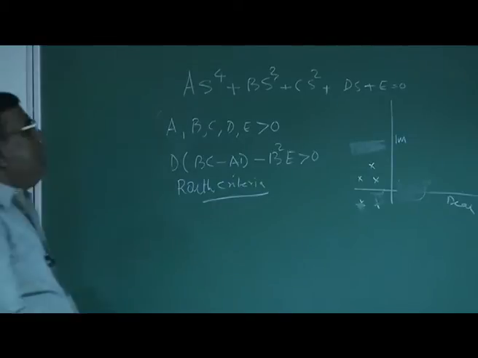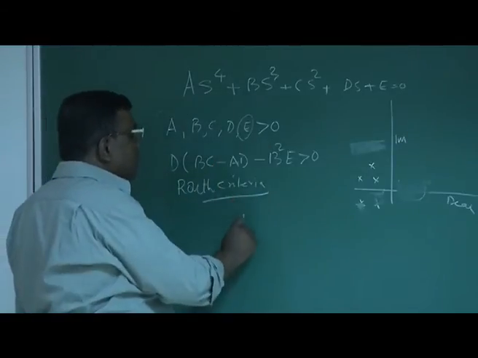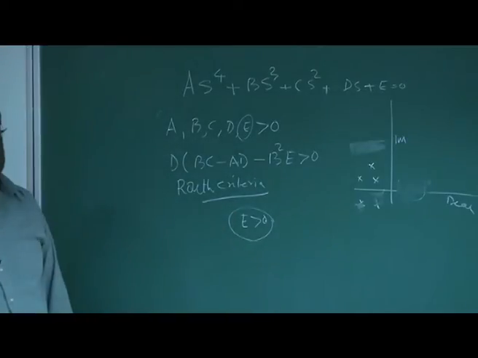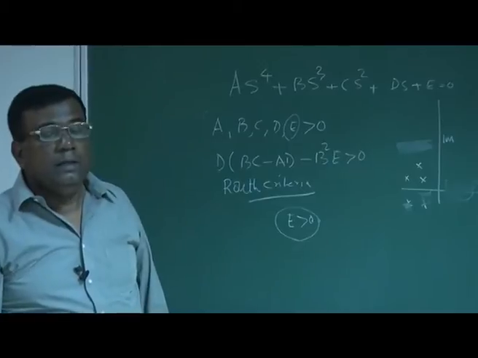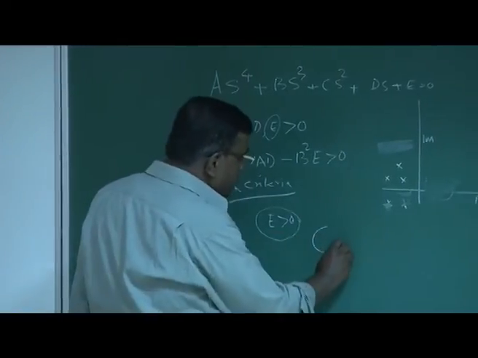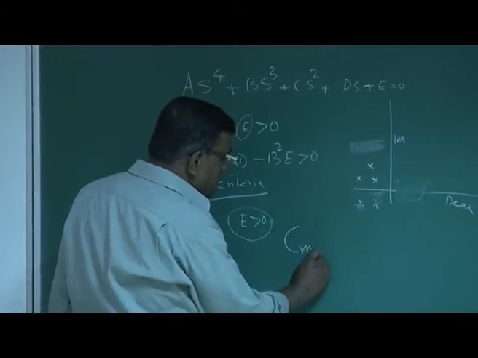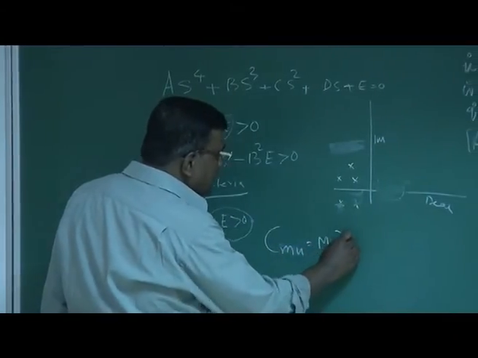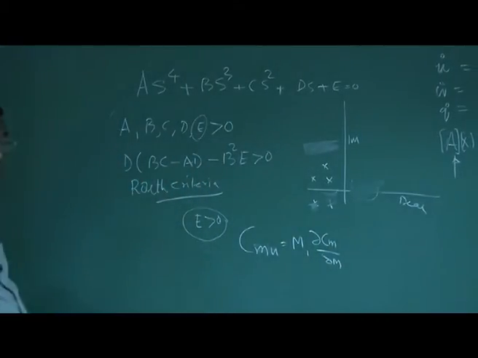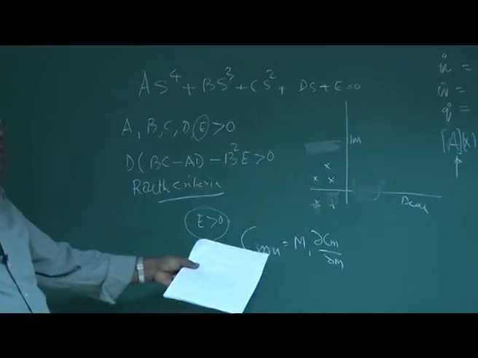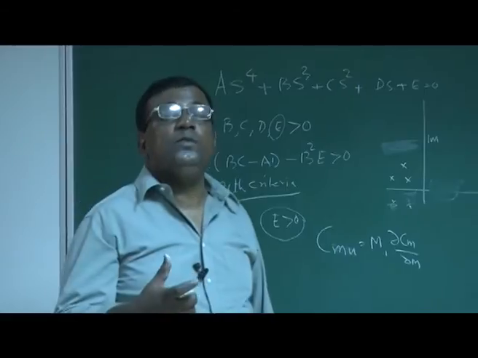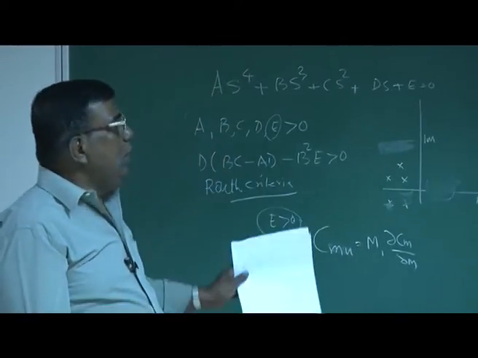We have also studied one thing: we have taken a simple case, E greater than 0, and we have obtained a very important relationship for CMU, that is dCm by dM, which is less than 0 for the supersonic case. We have seen what its impact is in defining the location of CG vis-a-vis the neutral point. Okay? So this we have done.